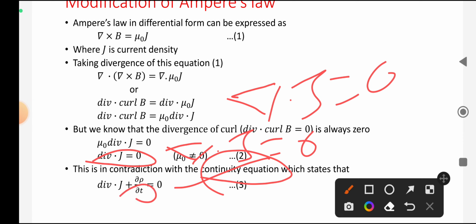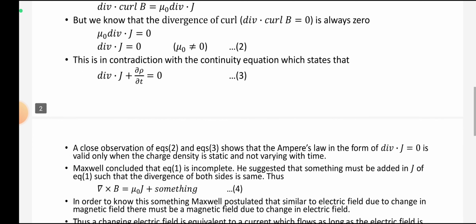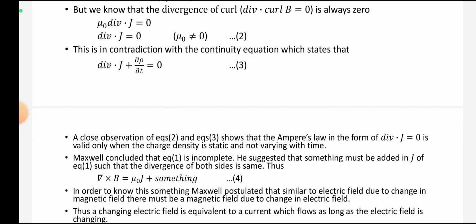So changing time is there. Actually this equation has to be present in terms of time, but there is no time term. So that is why it is not valid for time varying. It is valid for only constant. For the time varying, according to the postulates of Maxwell, what he said, let me explain.